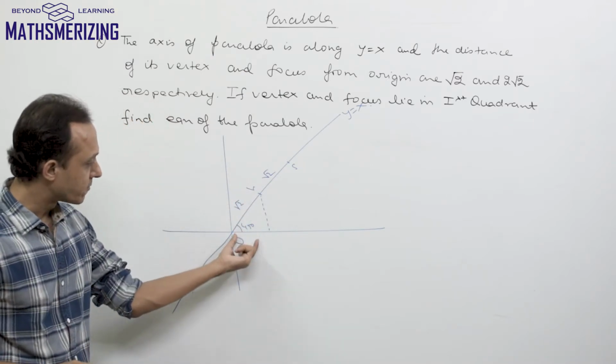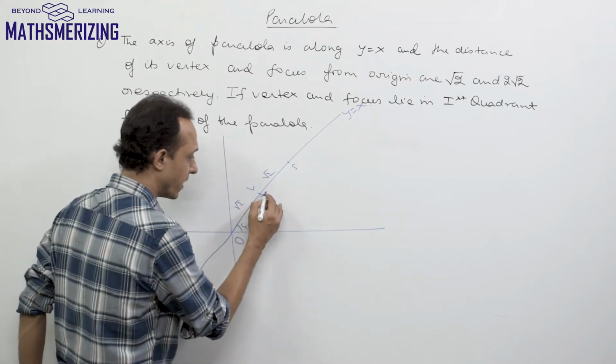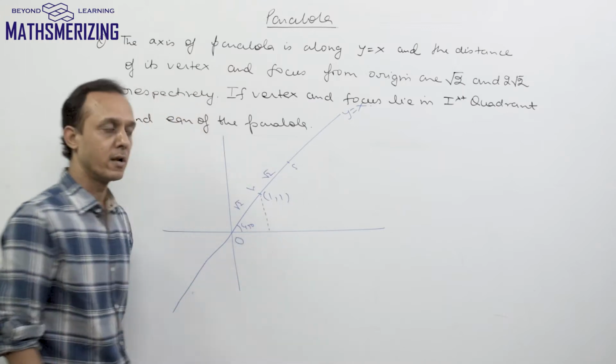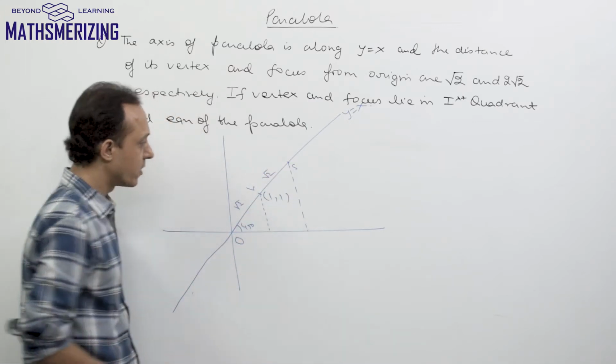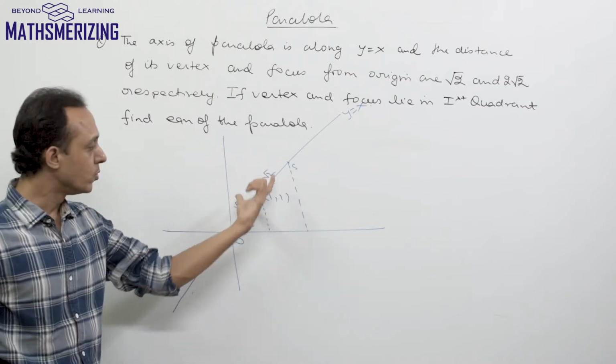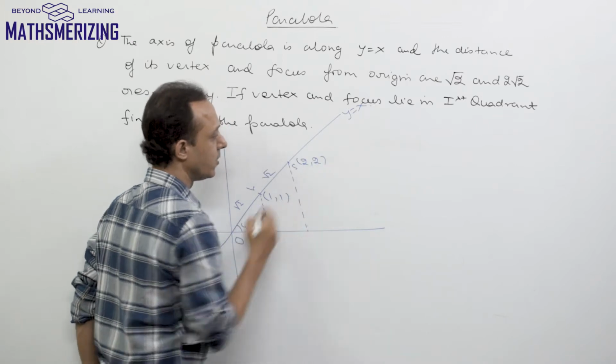So it is root 2 cos 45, so it is 1, and it is root 2 sin 45. So its vertex will be at 1 comma 1, and in the same way its focus: it is 2 root 2, 2 root 2 cos 45. So the focus will be at 2 comma 2.